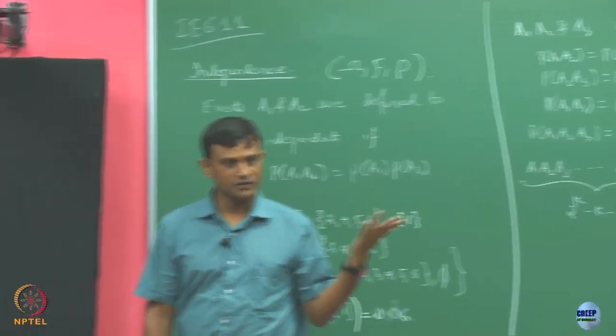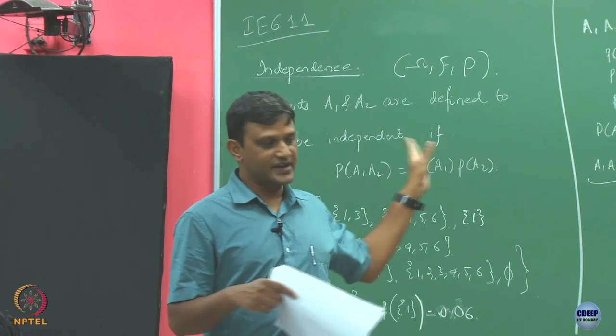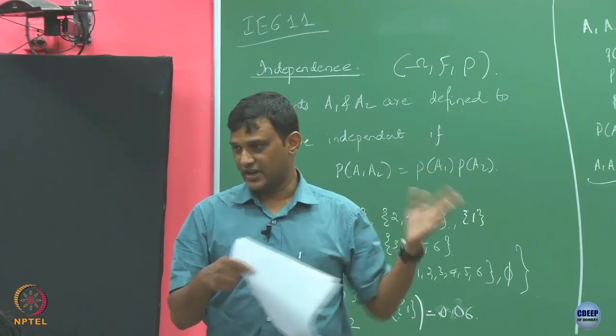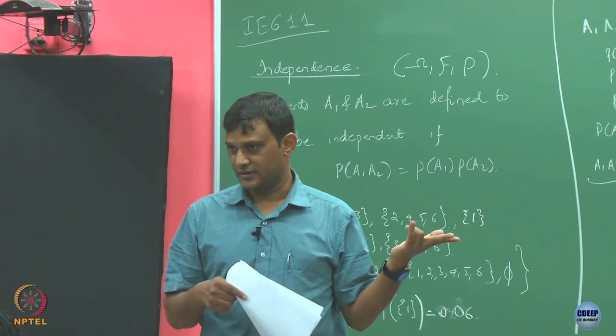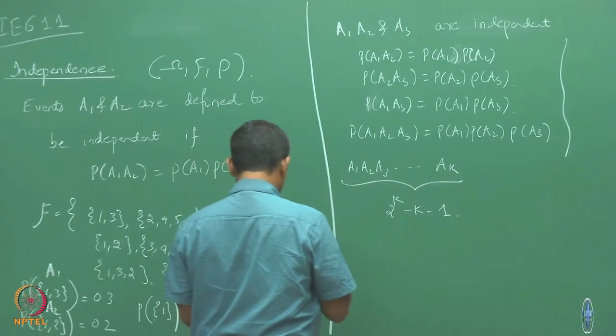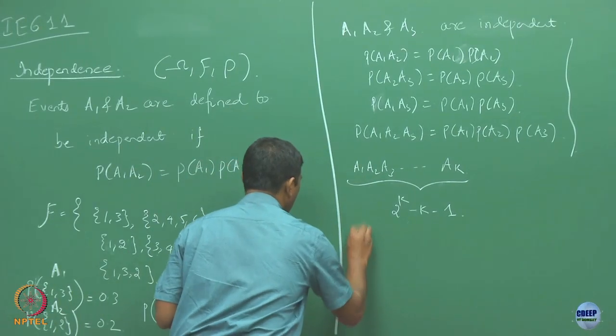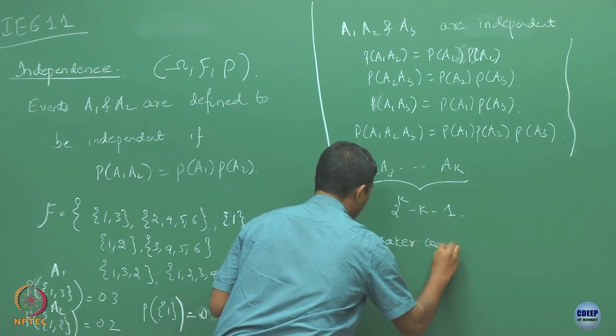So often, instead of looking at this kind of joint independence, we will be interested in looking at pairwise independence, which we call a weaker condition.